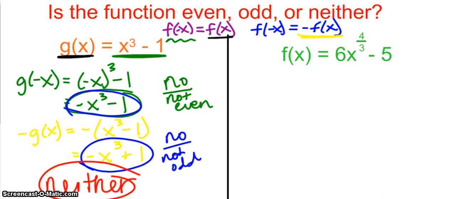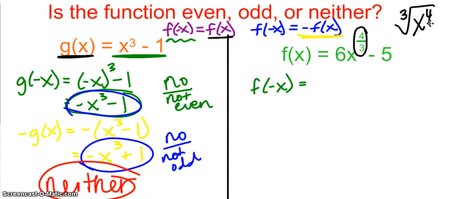Looking at this function over here, again, we need basically three different interpretations of this. We need f of x, which we have. We're going to need f of negative x. This is where we need to recall a little bit of our previous algebra. X to the 4 thirds, remember that represents the same thing as the cubed root of x to the 4th. You're raising it to this power and taking this root. So f of negative x is going to be the same thing as 6 cubed root of negative x to the 4th minus 5.